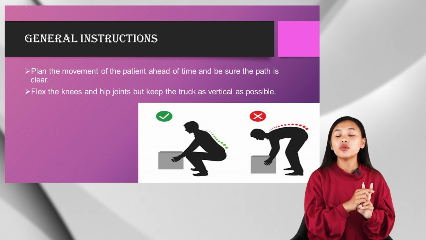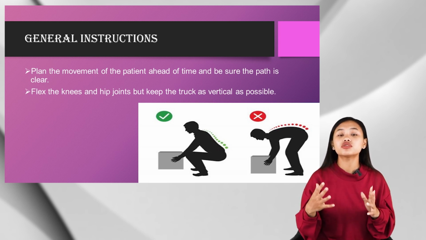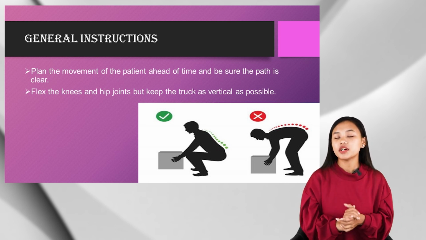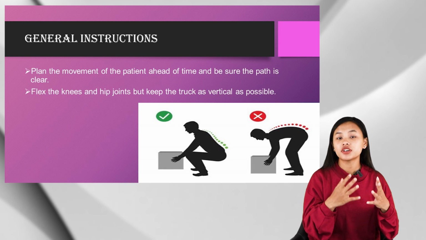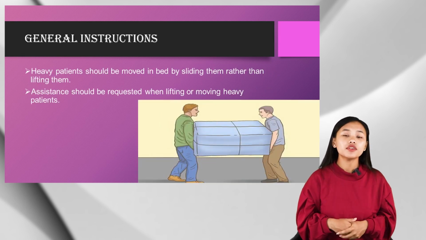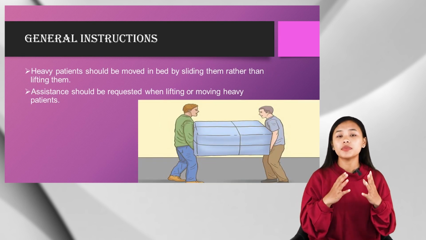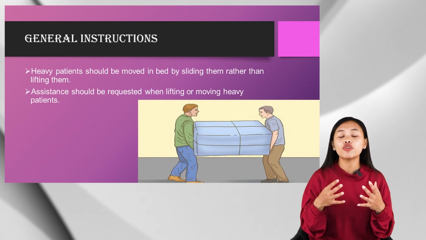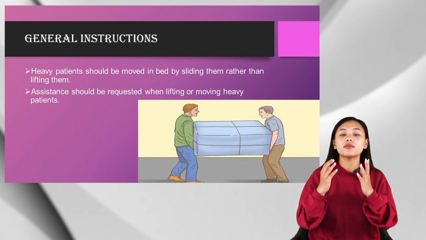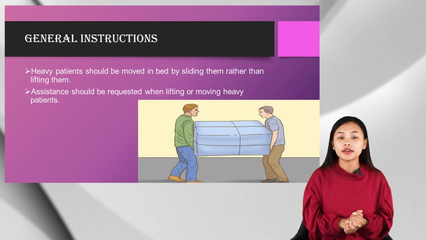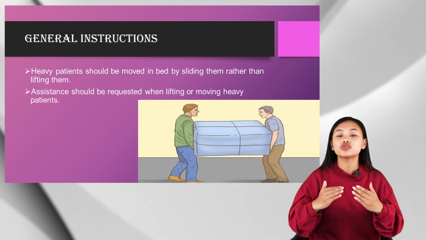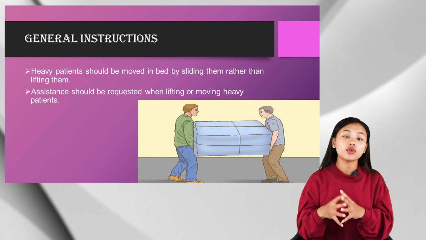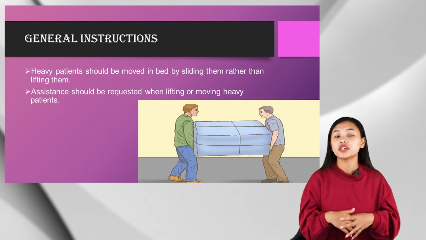And whenever you are moving any object by the use of the trunk, then you can flex the knees and the hip joints. But you must make sure that you keep the trunk as vertical as possible. And whenever you have to move the patient from one place to the other, then with the help of a stretcher, you can do it. And before you move that particular patient from the bed to the stretcher, you should make sure that you keep the patient as close to the body as possible. You should avoid jerking and twisting while you are lifting any object or when you are lifting the patient.